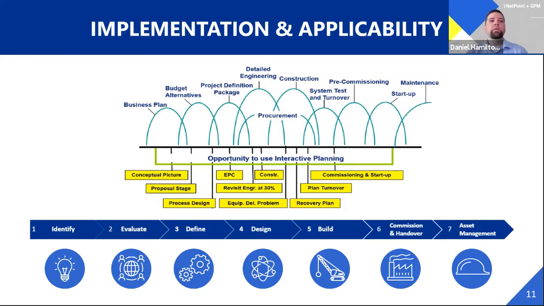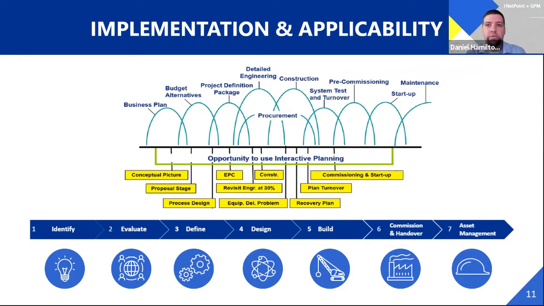Implementation and applicability. Worley has seven phases of a project's life cycle: identify, evaluate, define, design, build, commission and handover, and asset management. Throughout any phase of these projects, or a change within one of these phases, we can use interactive planning. Interactive planning can be successfully used in all phases, basically throughout the completion of execution, even including construction. The picture here shows all opportunities within Worley phases of a project to use interactive planning.